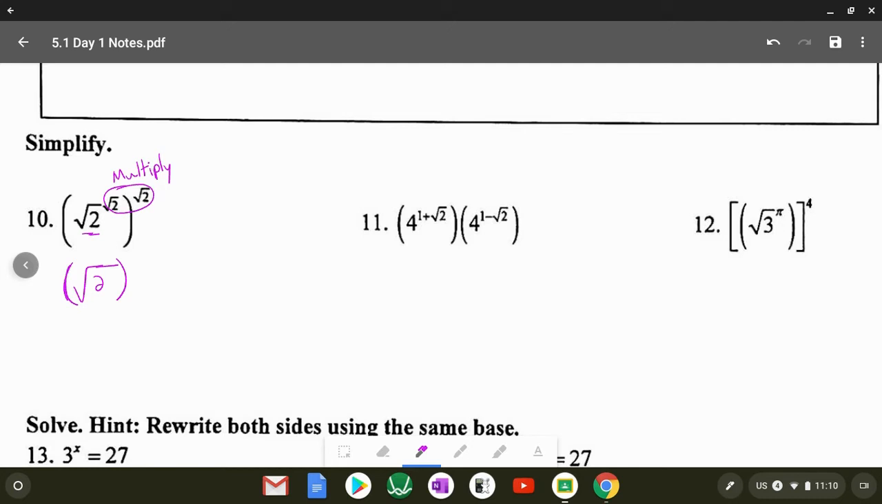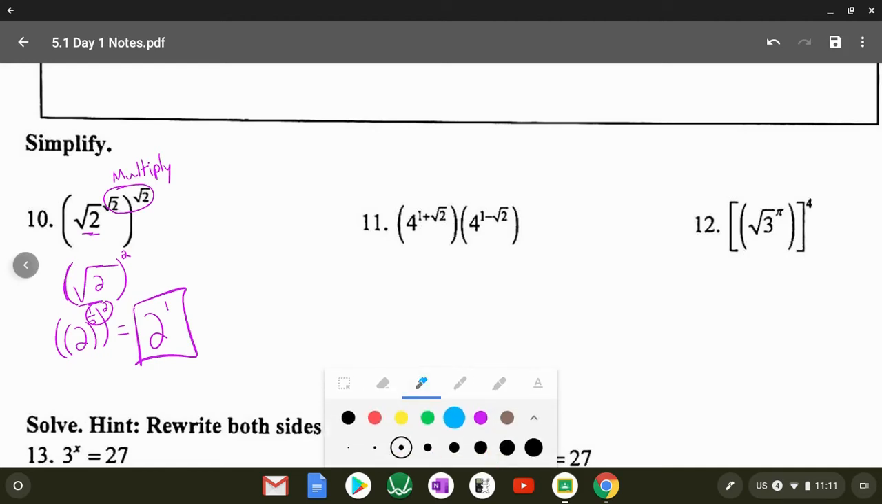So square root of 2 times square root of 2 is square root of 4, which is just 2. But then remember, you can either cancel those out, or the square root of 2 is 2 to the 1/2 raised to the 2. Again, you can multiply those. You get 2 to the first, which is just 2. Moving on to the next one. So that was the power to power rule.